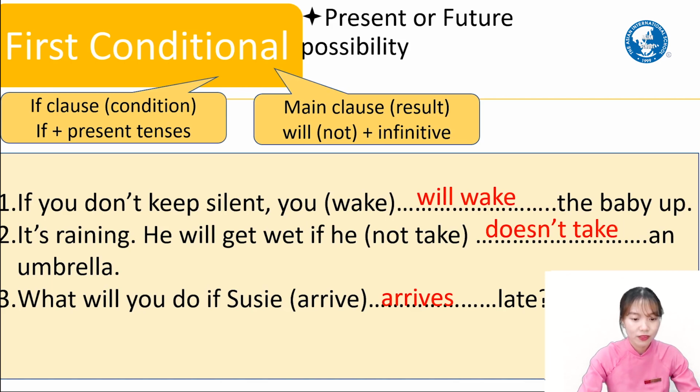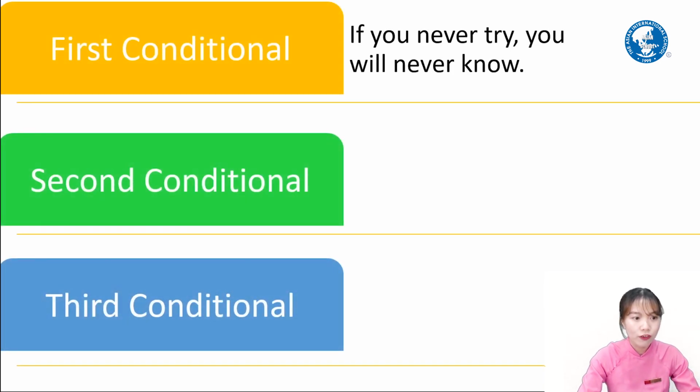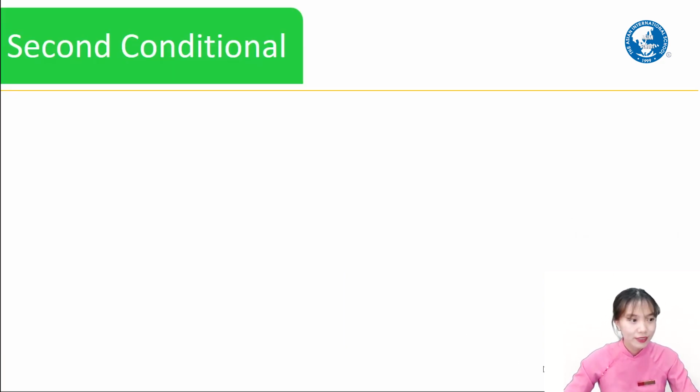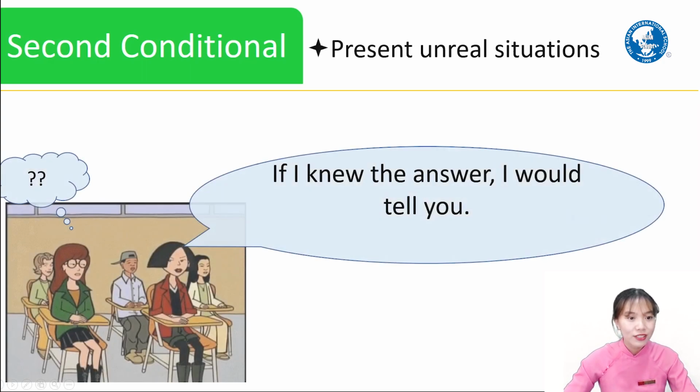We have just talked about the first conditional. It is about the present or future possibility. Now, let's move to the second conditional. The second conditional tells us about the present unreal situation. Look at this example.